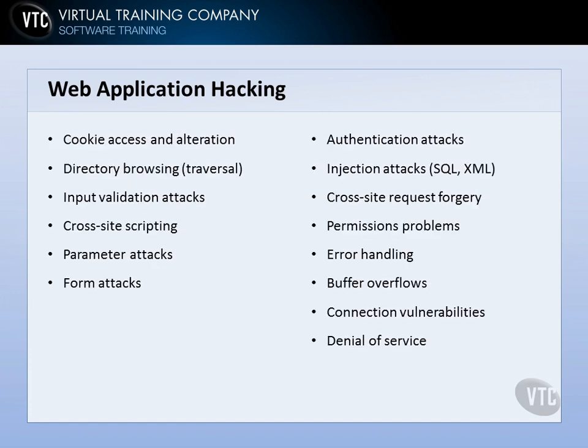Now, here's some of the different hacks and some of the weaknesses and vulnerabilities, if you will, that could affect web applications. You have cookie access and alteration, and as you know, a cookie is basically a text file that's placed on a client's machine so that it can store information about their visit to a website so that maybe they get a better user experience. Unfortunately, sometimes authentication information can be placed there too, and those cookies are not always secure.